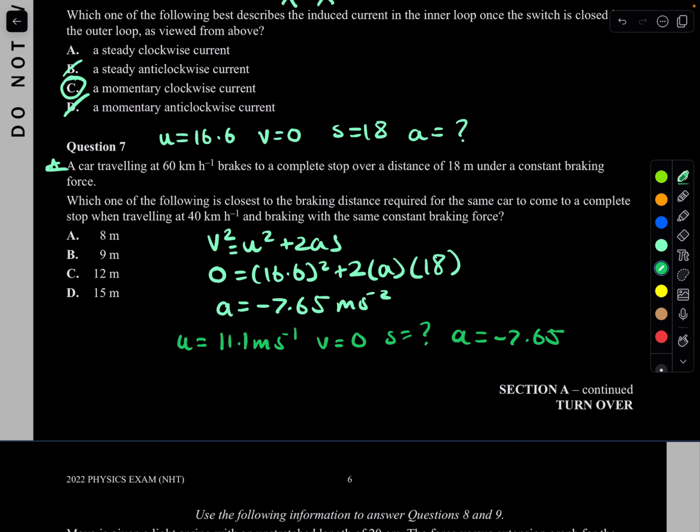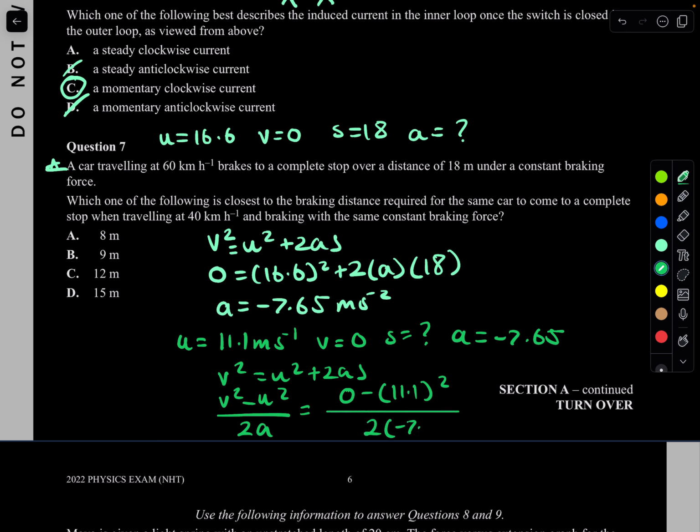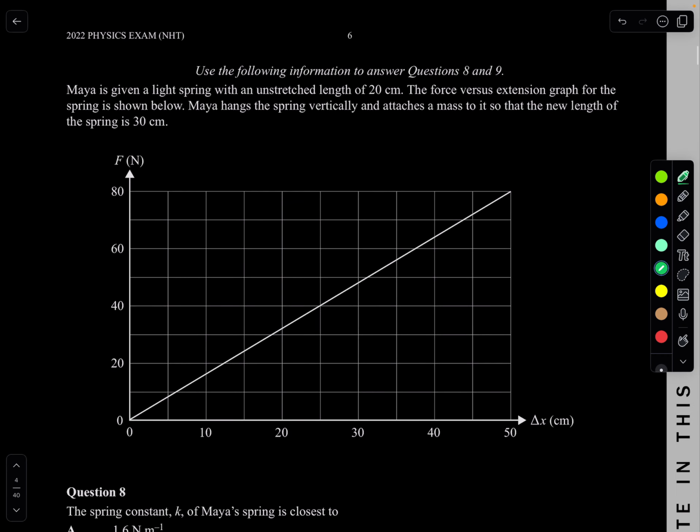And so it's pretty much the same formula. V squared equals u squared plus 2as, so s is v squared minus u squared over 2a. This formula is going to give us those values. So your v is just going to be 0 minus u squared, which is 11.1 squared, all being divided by 2a, which is negative 7.65. That's going to give us what? That's going to give us 8.06, which is A, pretty much. Nice.